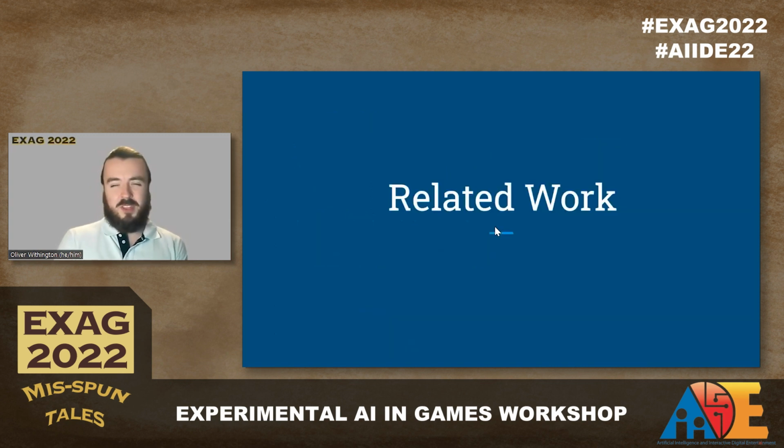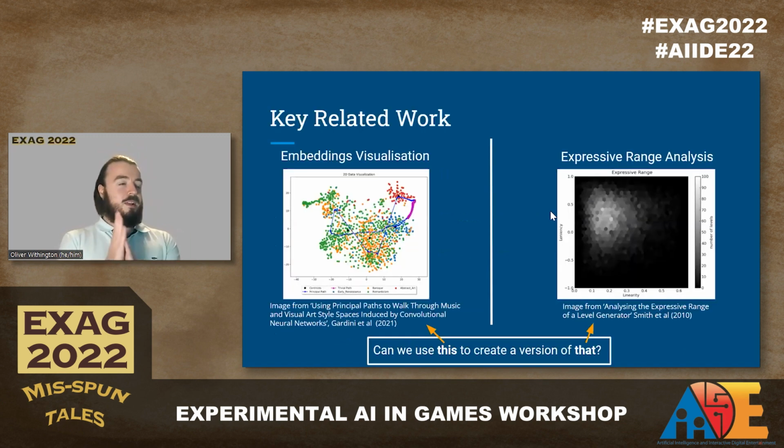Moving on now to the key related work that inspired this particular project, primarily embeddings visualizations, embeddings extracted from neural networks, but also expressive range analysis. When it comes to understanding the outputs of a generative system, a very common approach in PCG research has been to try and visualize the output space, most commonly using this technique called expressive range analysis that I bet many of you are familiar with.